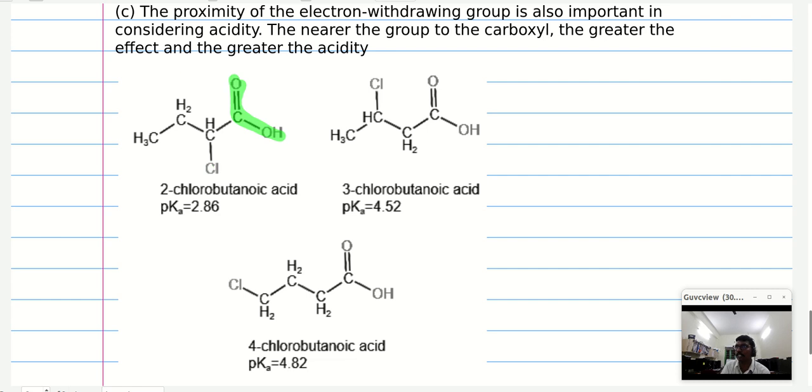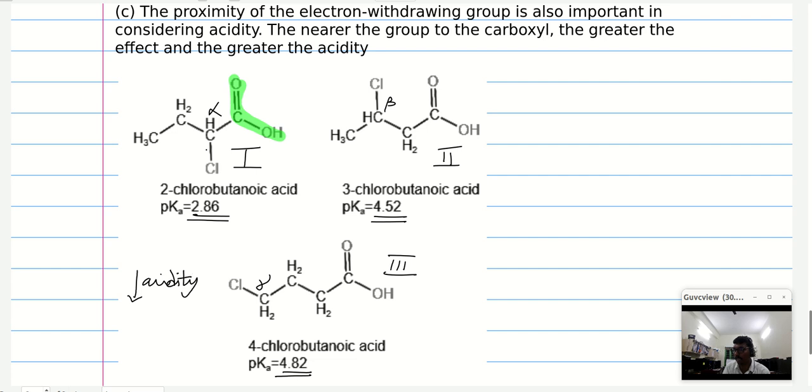So here you see that in structure 1, the chlorine is at the alpha carbon, whereas in structure 2, it is at the beta carbon, and in structure 3, it is at the gamma carbon. Now you see that as the chlorine moves away from the carboxylate, that is from alpha to beta to gamma, the pKa value actually increases. That means its acidity is decreasing.